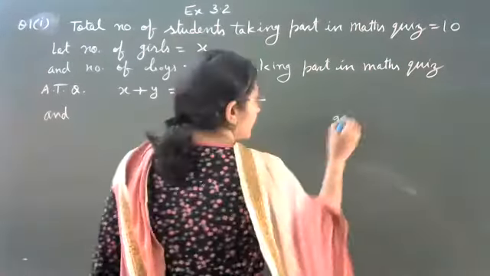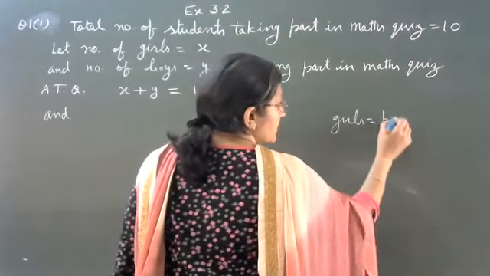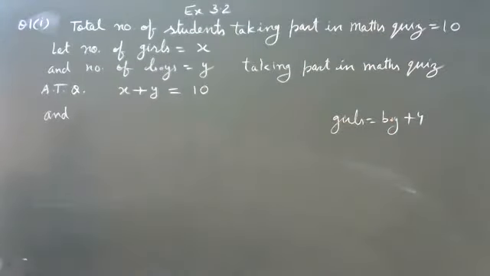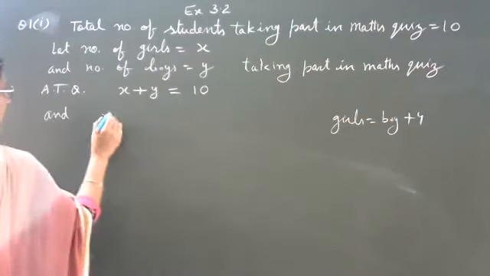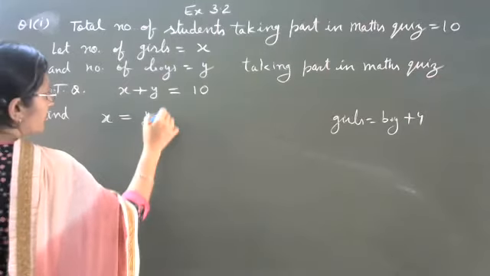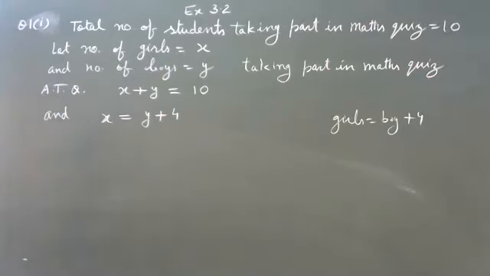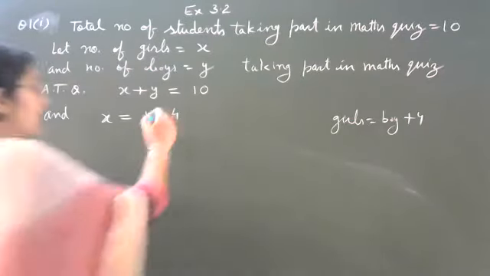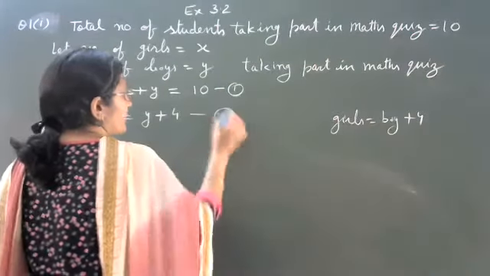So girls are 4 more than boys. Clear? So how to write the number of girls here? x. x is equal to y plus 4. Find the number of boys and girls who took part in the quiz. What are the conditions? One, the total of both is 10. Two, the number of girls is 4 more than the number of boys. So you have these two conditions. It is equation number 1 and it is equation number 2.